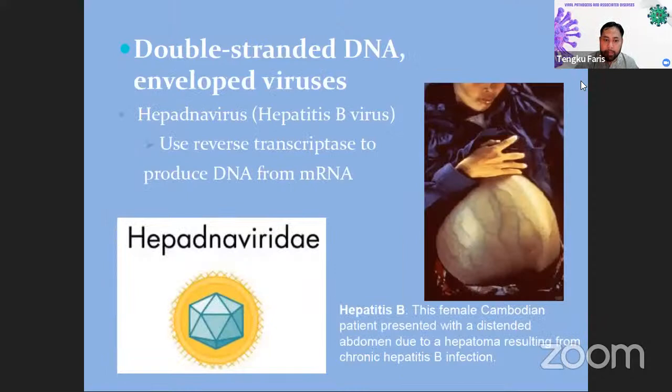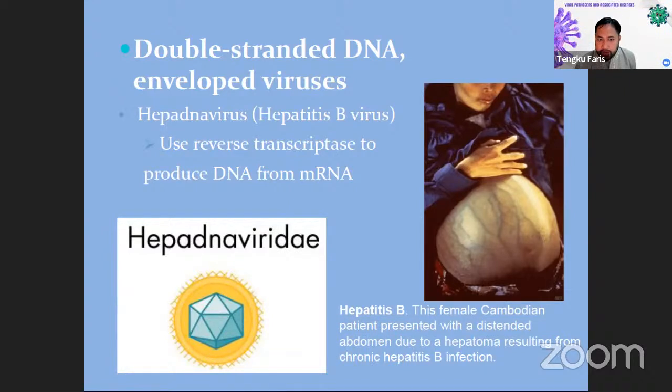So this is the Hepadnaviridae family, most commonly causing hepatitis. In this case, the Hepadnaviridae family causes hepatitis B. The machinery, meaning the system, is that they use reverse transcriptase to produce DNA from mRNA. This is a very intelligent capability of the virus. Okay, you know that this is an enveloped virus. This is a DNA virus.